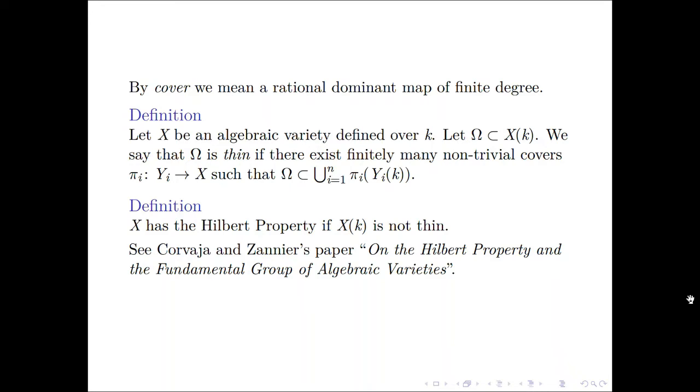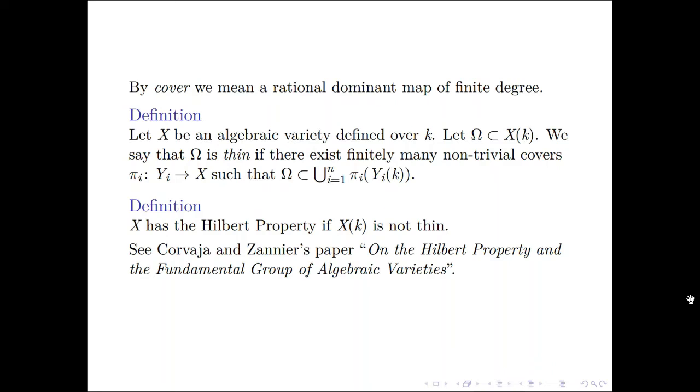Now let X be an algebraic variety defined over K, and let omega be a set of rational points contained in X. We say that omega is thin if there exist finitely many non-trivial covers, such that omega is contained in the union of the images of the rational points of the various covers. And we say that X has the Hilbert property if its set of rational points is not thin.